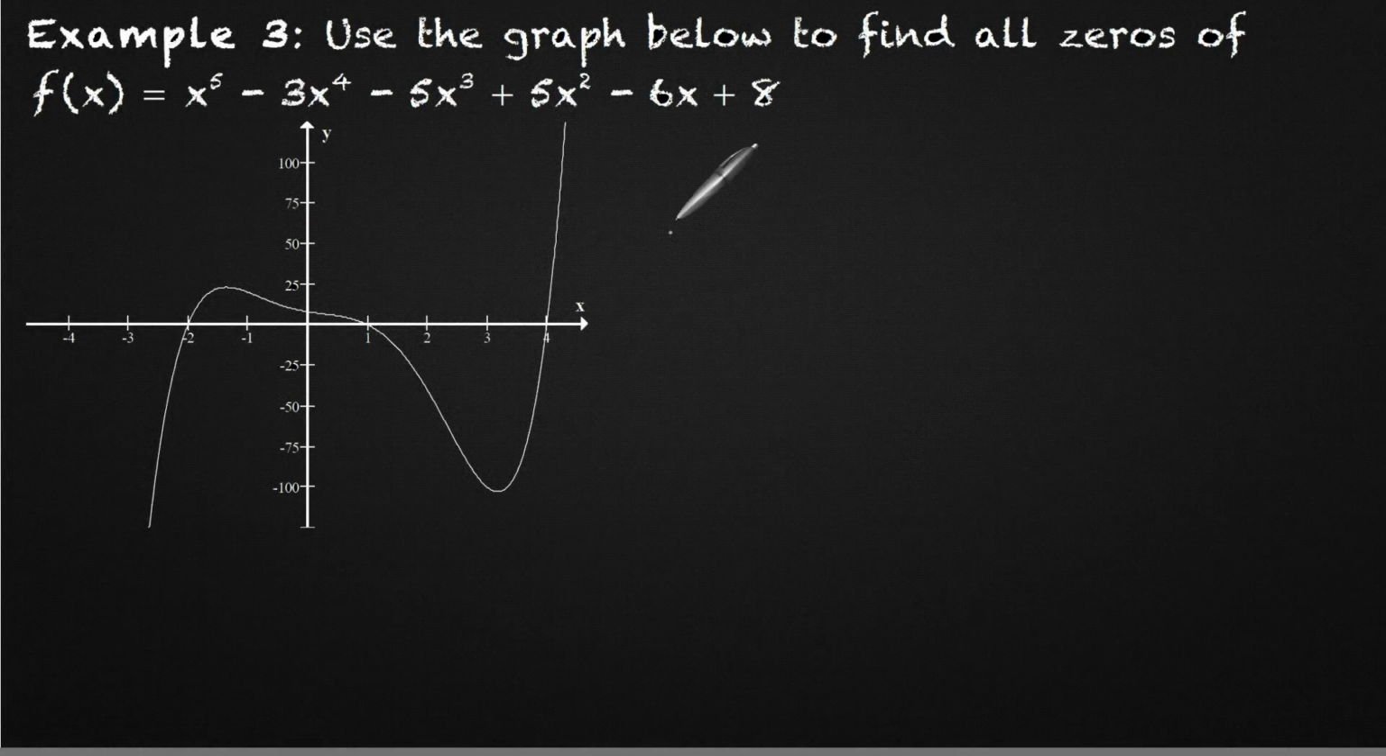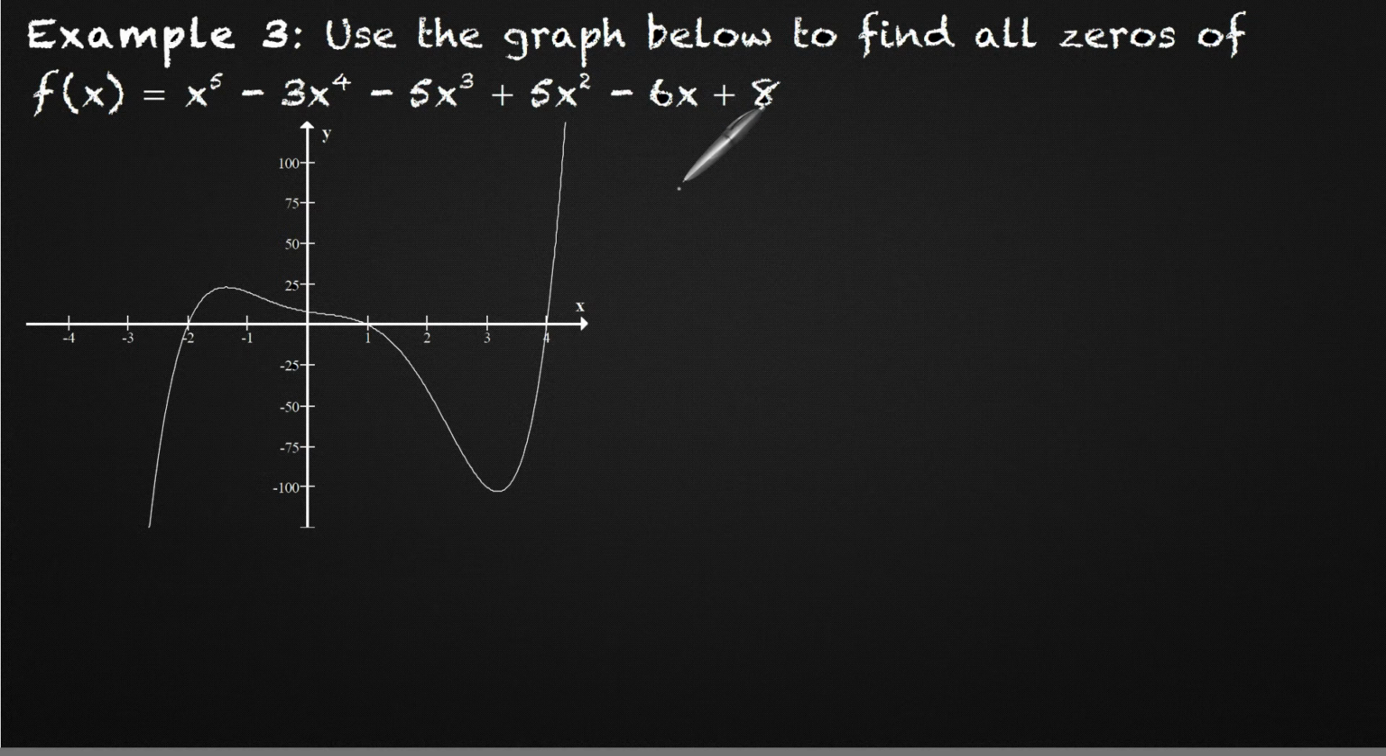Okay, it says use the graph below to find all the zeros. So we know that there's 5 zeros. We clearly see that there are 3 real solutions. So that means there are 2 imaginary solutions. We know it crosses at 4. We know it crosses at 1. We know it crosses at negative 2.